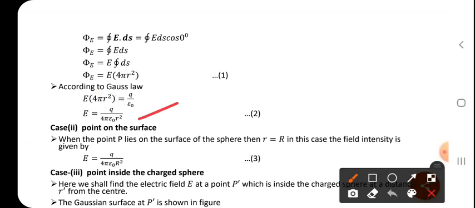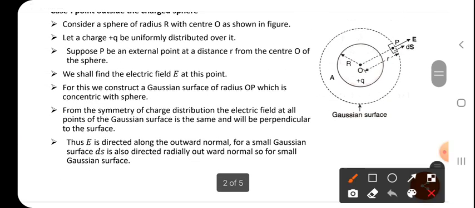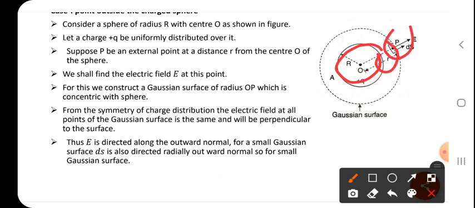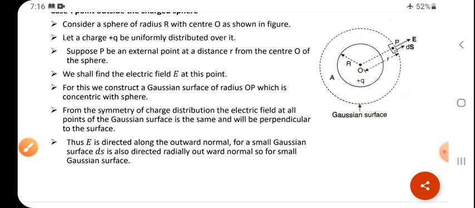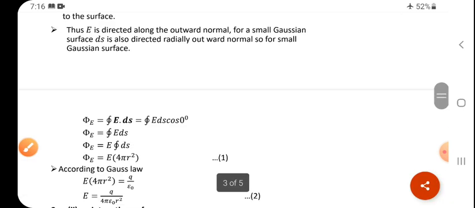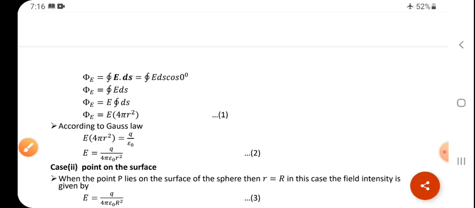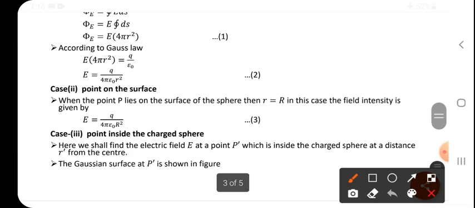So this is the electric field due to a uniformly charged sphere at a distance small r at this point. How much did we get? We got it as q by 4 pi epsilon naught r square. This is the first case, so we got this value of E.